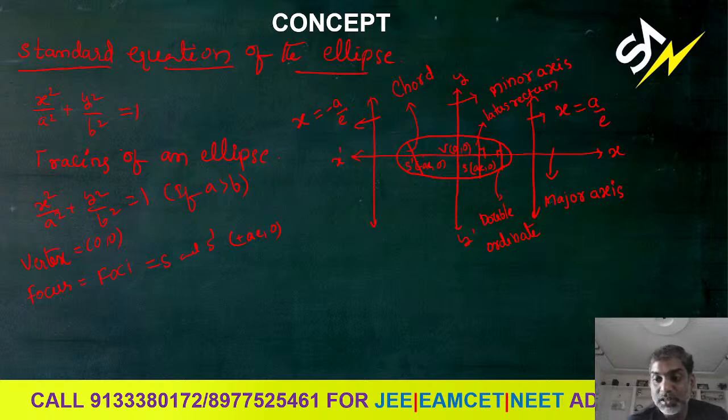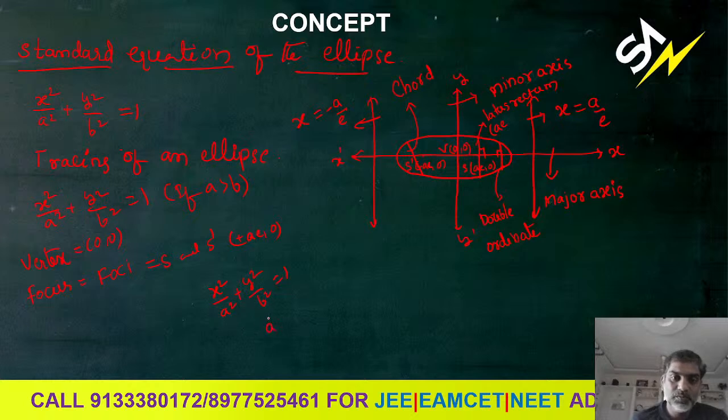If it is a latus rectum, what is the question here? What are the end points of the latus rectum? As it is passing through (ae, 0), the x coordinate is the same. What is that x coordinate? ae. So you can substitute the x coordinate in x squared over a squared plus y squared over b squared equals 1. So what do you get?